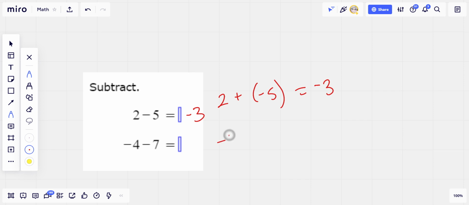And here we have -4 plus a -7. So this time they're both negative. I just add the values. 4 plus 7 is 11. And then slap a negative sign since they were both negative. So that is a little bit of work with subtracting integers with positive and negative signs.